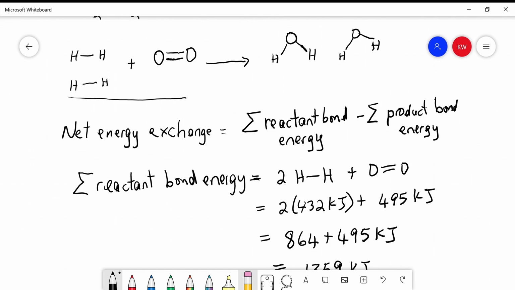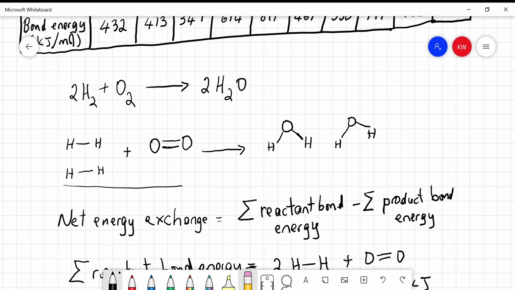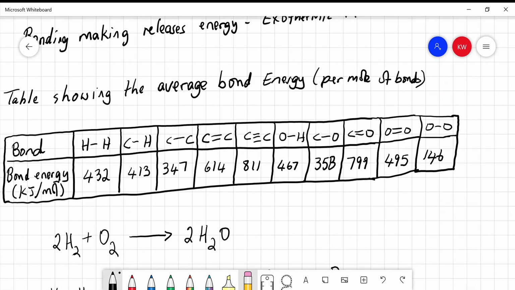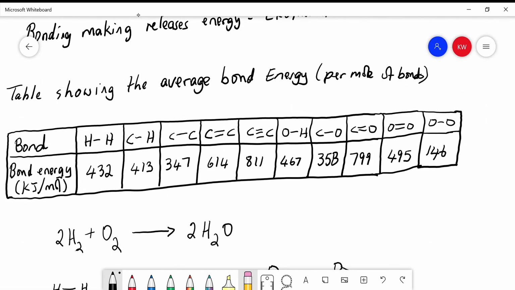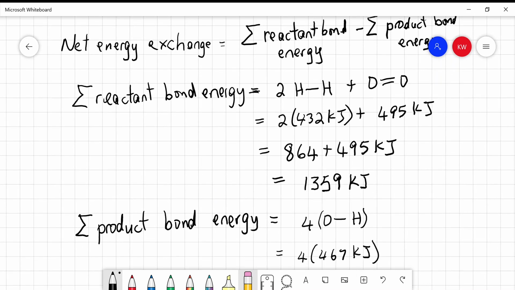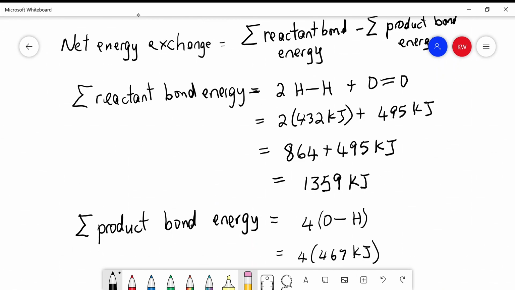And we also have an oxygen to oxygen double bond. We're going to see what the bond energy for that is, and if you look at that, it is 495. It would have been incorrect if we used the other value. That is for a single bond. 495 is for the oxygen to oxygen double bond. Since we have only one, we're going to do a summation. We will get a total of 1,359 kilojoules.